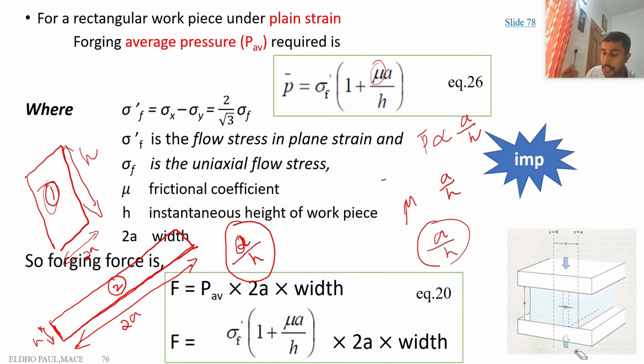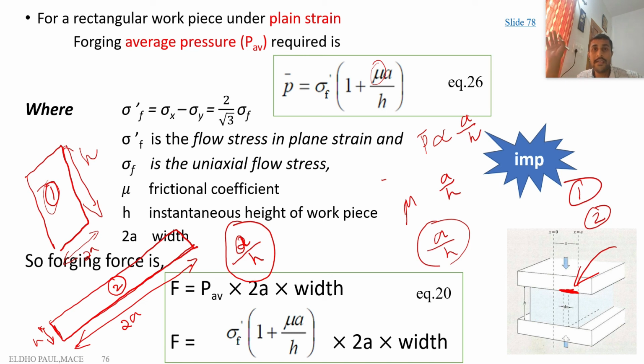Then another question. This is my first forging operation, without lubrication between the die and workpiece. Second forging operation, I supply some amount of lubrication at the interface. Which one requires higher pressure, the first case or the second case? First case without lubrication, second case with lubrication. Which one requires higher pressure? The first case, without lubrication.